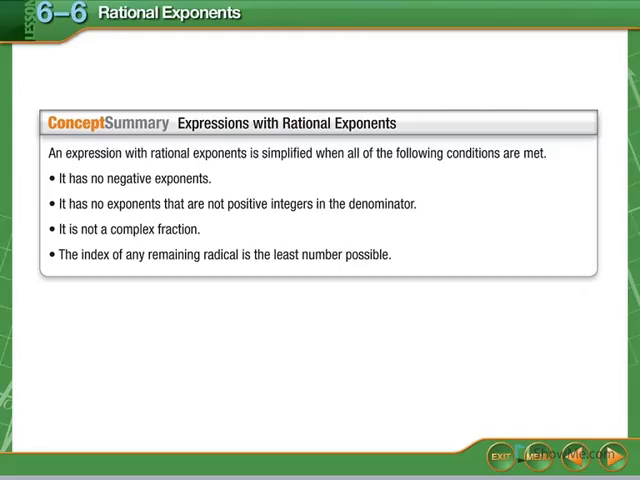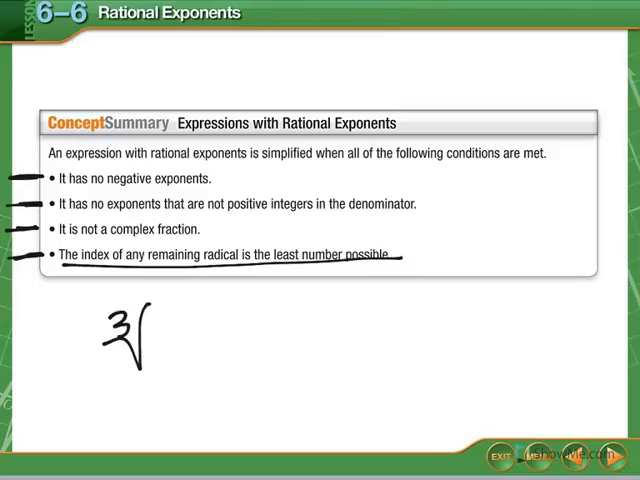Now just a summary of our concepts that we learned. An expression with a rational exponent is simplified when all of the following conditions are met. It has no negative exponents. It has no exponents that are not positive integers in the denominator. It is not a complex fraction, and the index of any remaining radical is the least number possible.